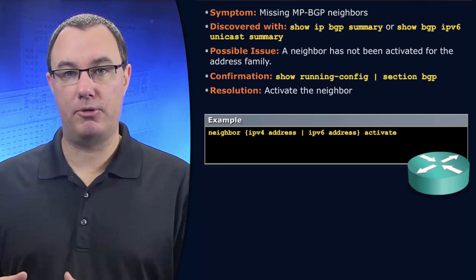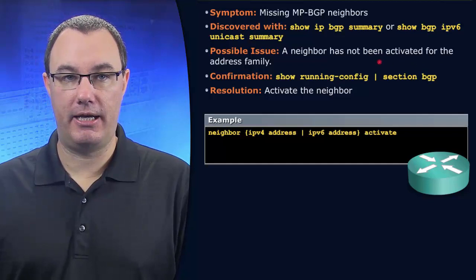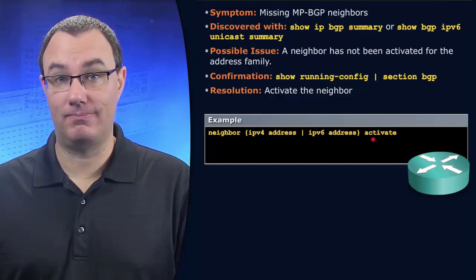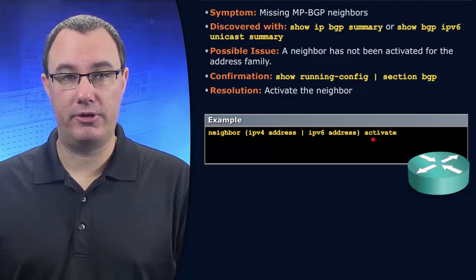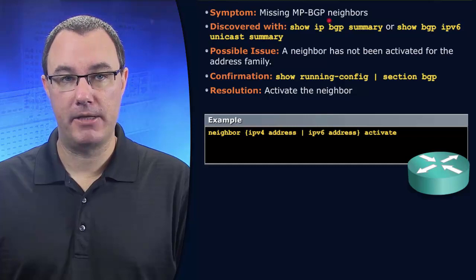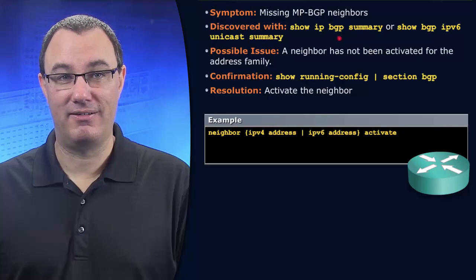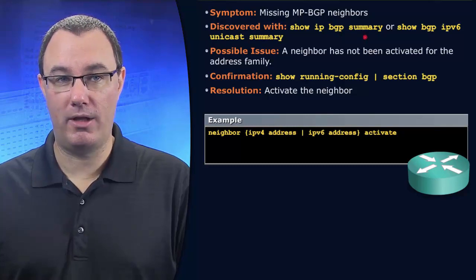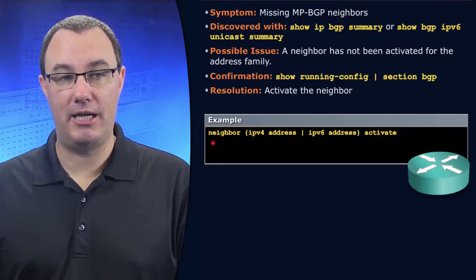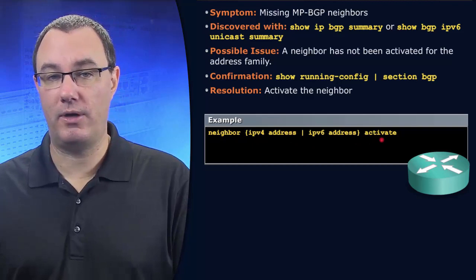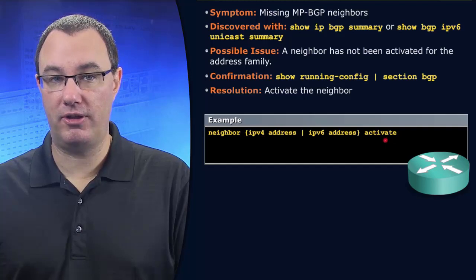When we think about neighbors, they have to be activated within an address family. And this is just something to get used to, quite frankly. It's almost like doing a no shutdown command on the neighbor. So let's say you're working with multi-protocol BGP, and for some reason that neighbor just isn't doing squat. You don't see it with show IP BGP summary. Well, make sure you go inside of the address family and type in neighbor followed by the address in question, the address of the neighbor. And then you say, yeah, I do want to use this.